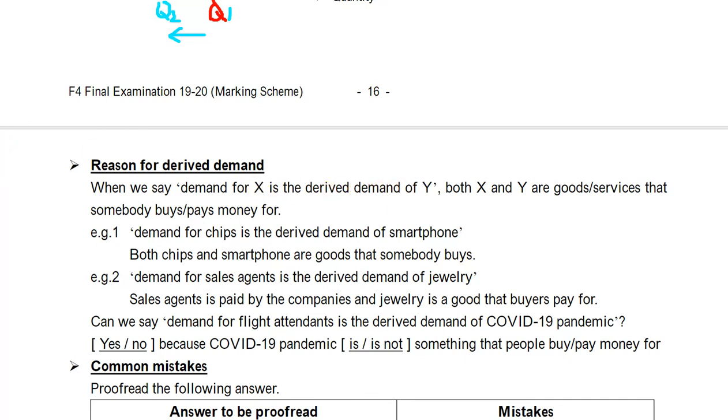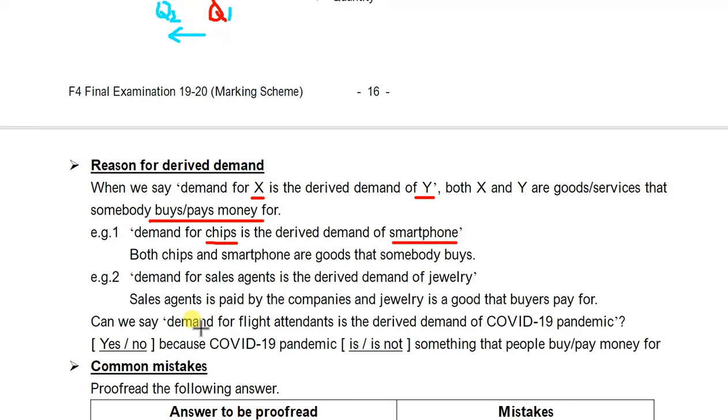And in this sentence, you can see that we have two things, X and Y. They should both be something that some people buy or some people pay for. So for example, I can say that if we purchase a smartphone, the smartphone manufacturer or producer needs to purchase electronic chips. And that's why I can say demand for chips is a derived demand of smartphones. Both chips and smartphones are something that we pay for or some people pay for. So the smartphone is paid by us and the chips are paid by Apple or Samsung, by the company.